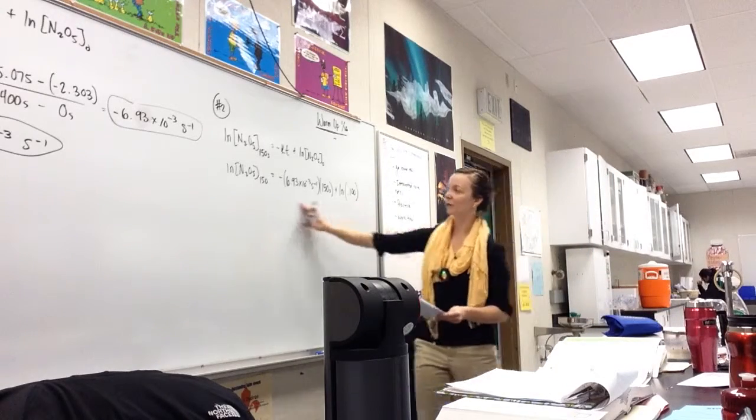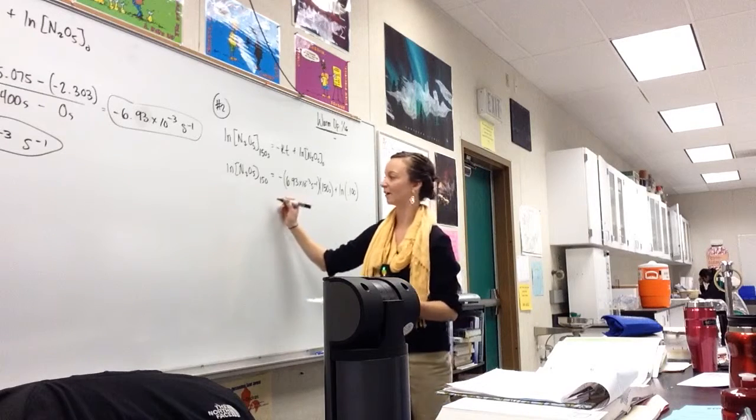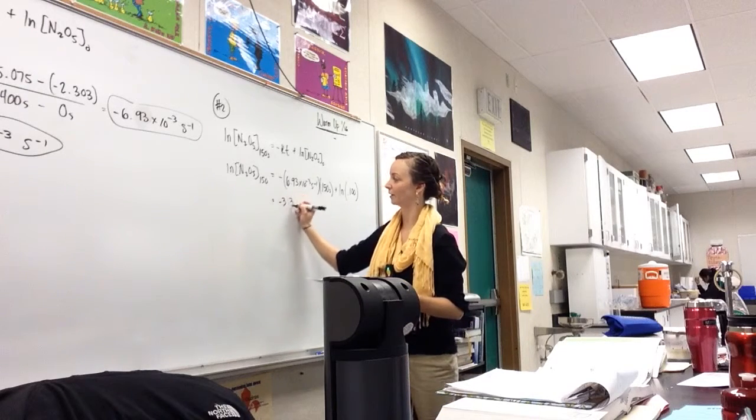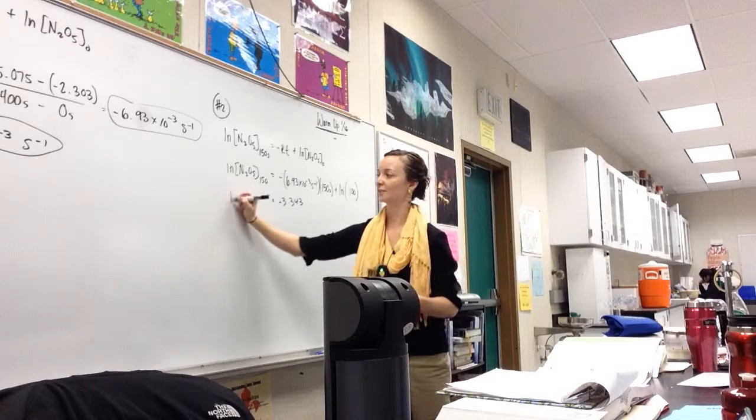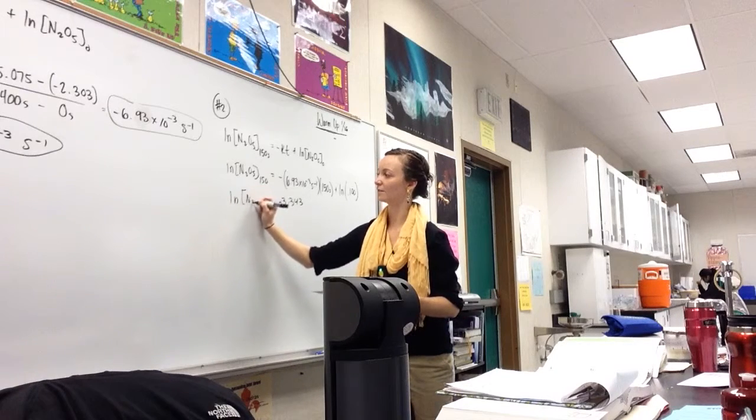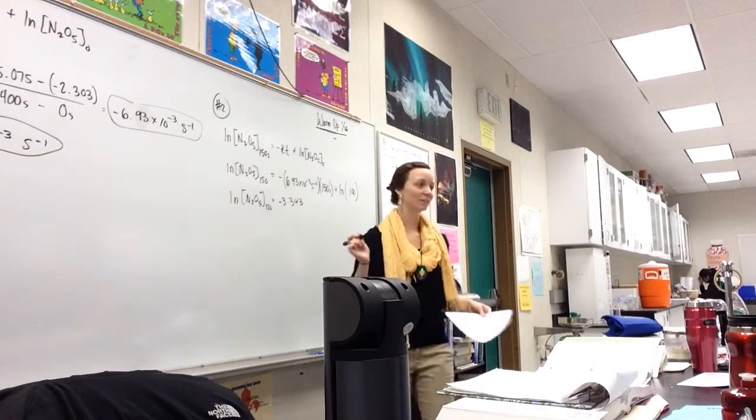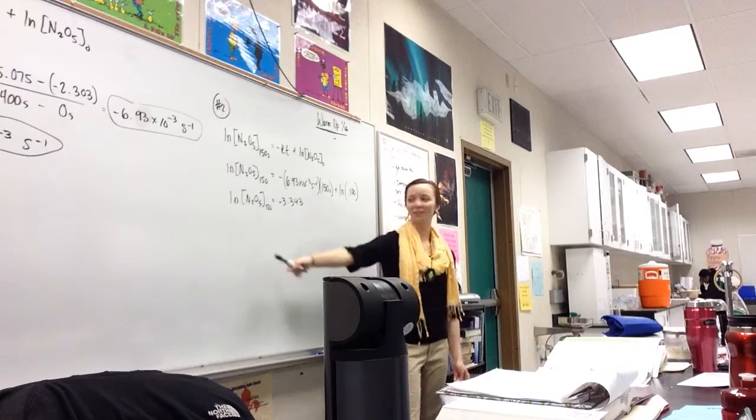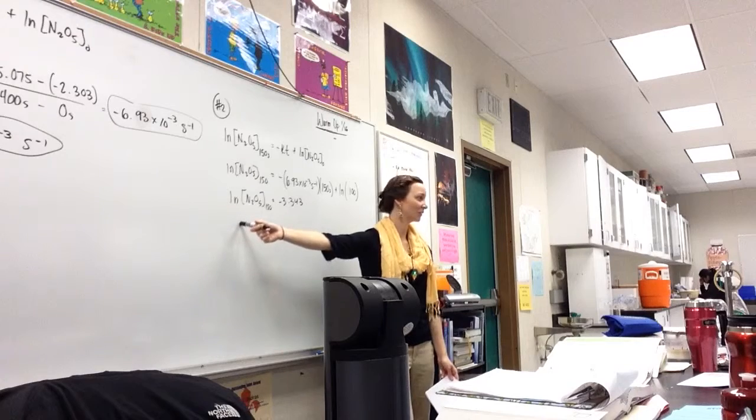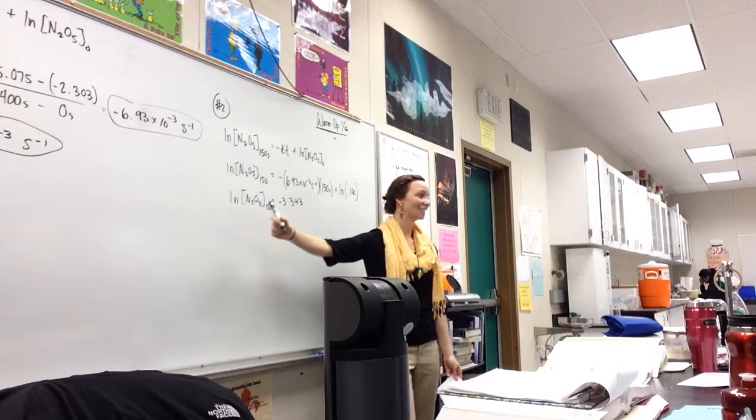Okay, so now I can do all this math out, and once I do all that math out, I end up getting negative 3.343, and that's equal to the natural log of N2O5 at 150 seconds. Bonus question, who knows how to get rid of natural logs? What do you do? E to the power of.